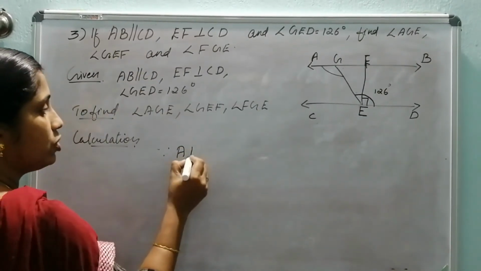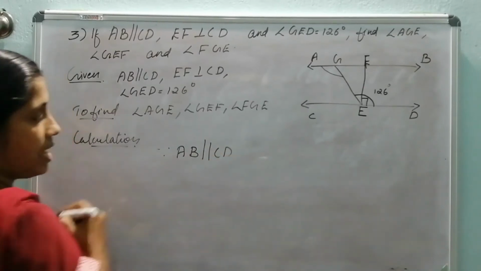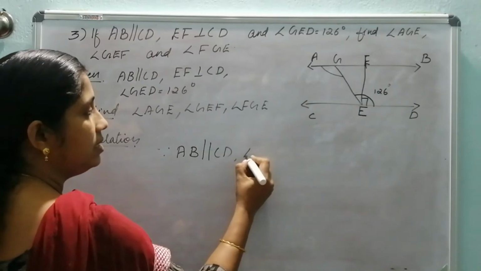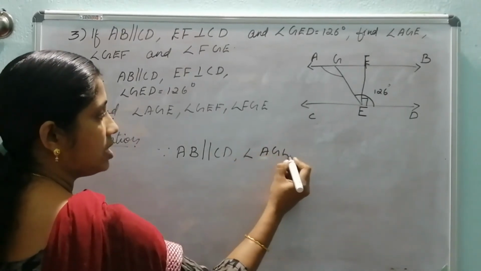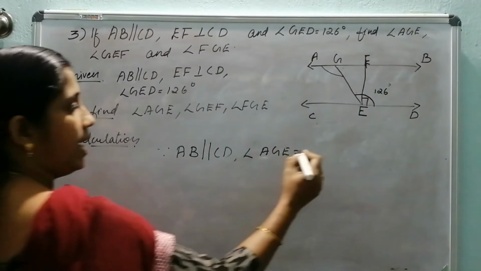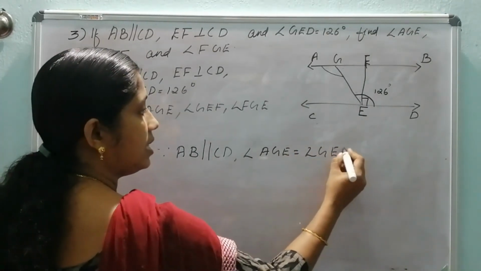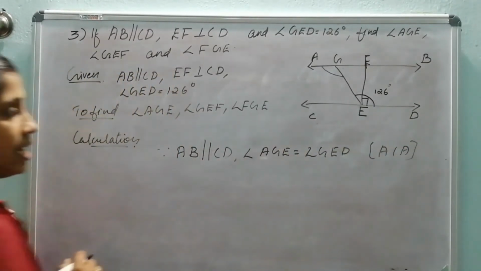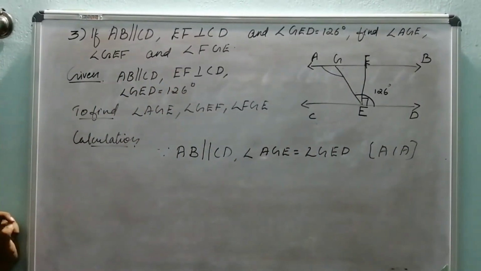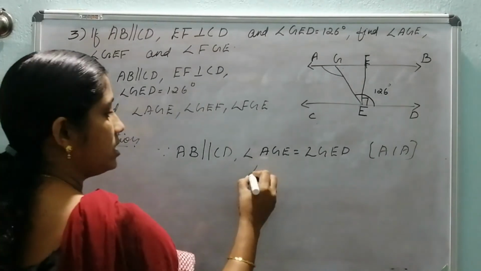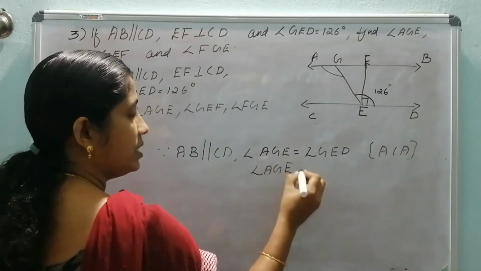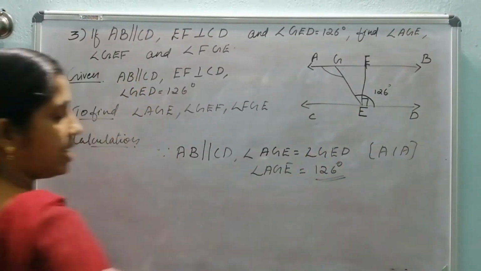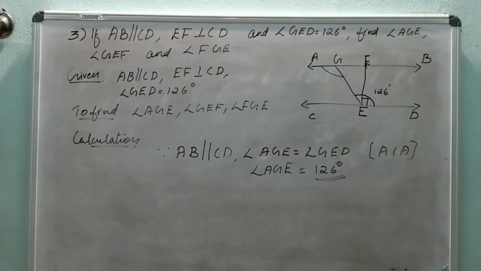Since AB parallel to CD, we can say that angle AGE is equal to angle GED. Reason: alternate interior angles are equal. Angle AGE is equal to angle GED, and it is given that angle GED is equal to 126 degrees. So we got the first answer, that is angle AGE is equal to 126 degrees.